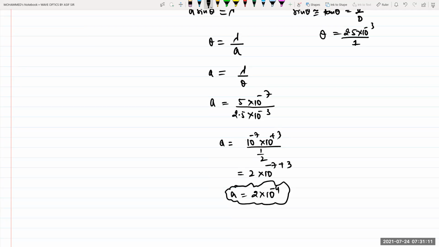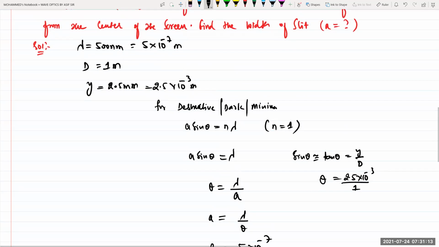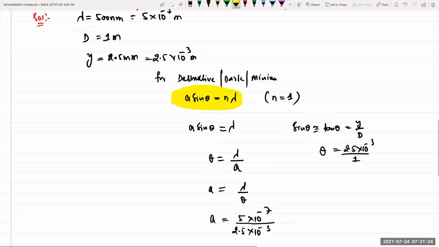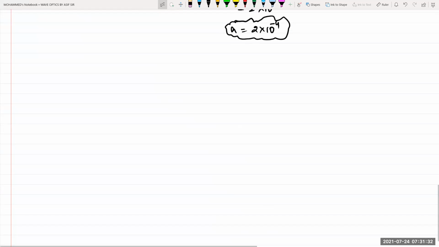Okay, got an idea? So what is the condition you need to remember here? Only thing is, for destructive interference or constructive interference, a sin theta is equal to n lambda, and for n equals 1, first minima, so simplifying for that one, I got the value of the a part of the relation. Clear for everyone? Is it clear?